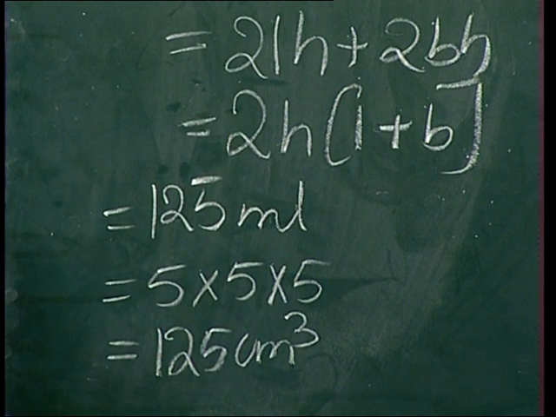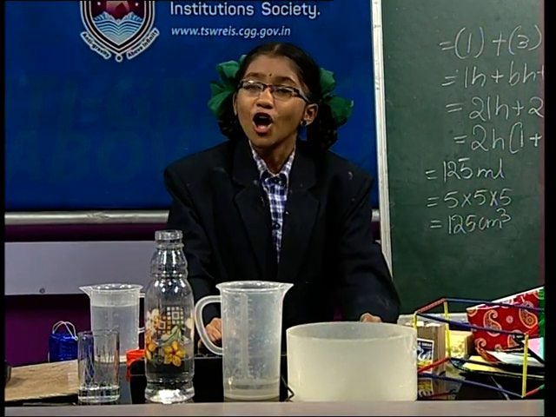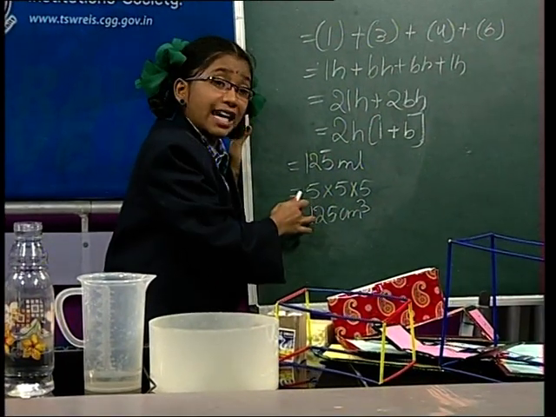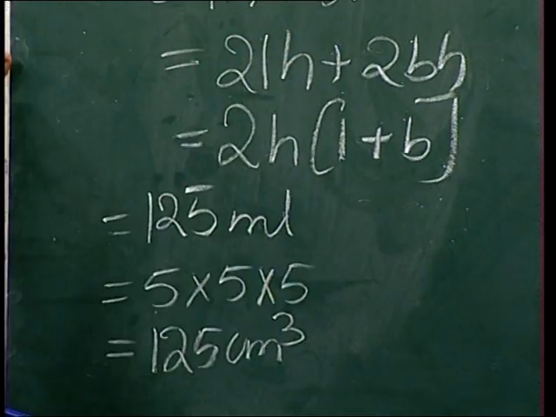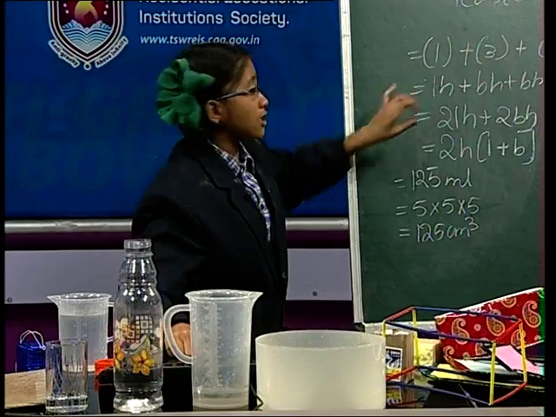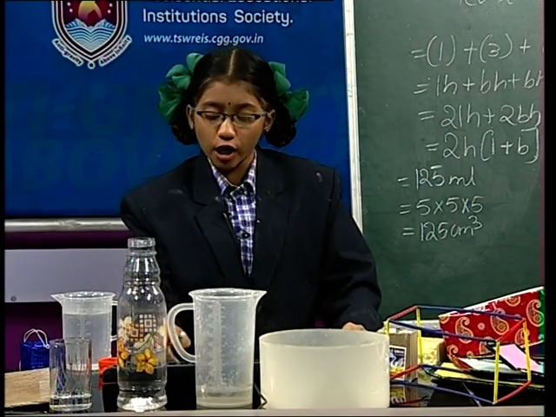Why? Do you know why we have to represent the cube and square? Okay, because in this we multiply L into B into H. But here we multiply only two measurements. That is the difference. Do you understand it? So let us see the following picture.